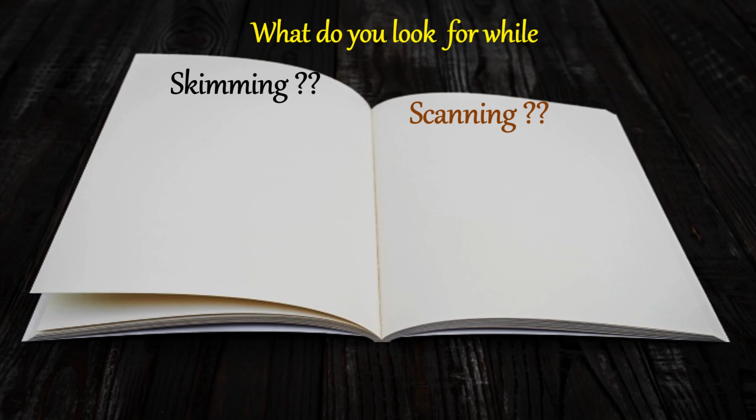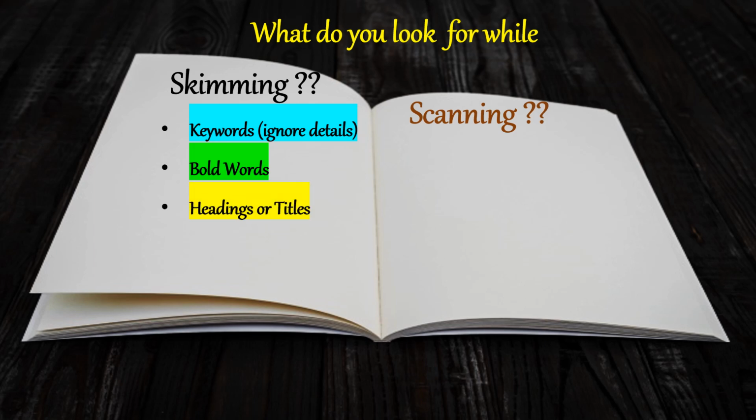Now, what do you look for while you're skimming? First of all, you have to look for keywords. Secondly, definitely there will be words which are in bold. So look for them. Third, the headings, titles, subtitles. And fourth, the first sentence and the last sentence of the paragraph.